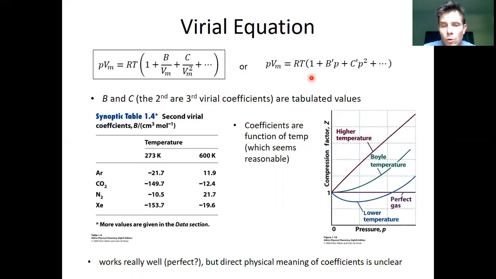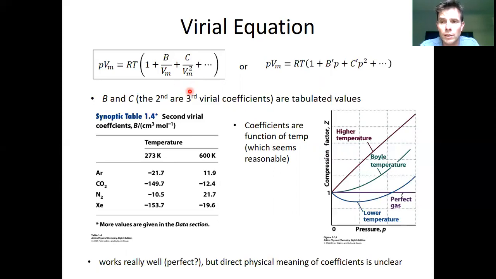One quick note, you may sometimes see this written in a slightly different form. This is the virial equation written in a power series in terms of the pressure P rather than 1 over V. These constants are slightly different. If you look at them, they'd have to have different units. And so you'll see these virial constants written as B prime or C prime in order to differentiate that these are different than the virial equation written in powers of 1 over V.